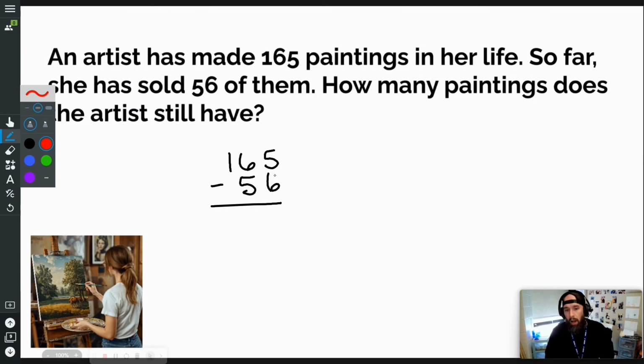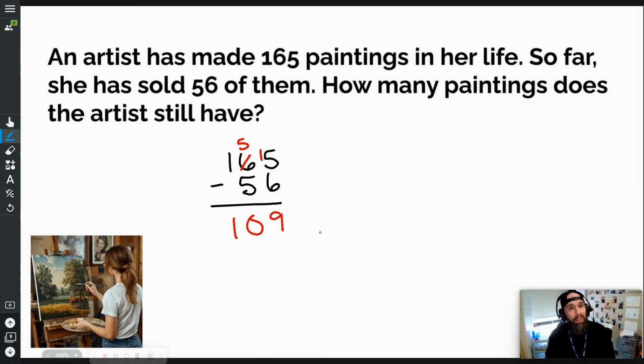So 5 minus 6 can't do it. Let's borrow 1 from 6 and call you 5. 15 minus 6 is 9. 5 minus 5 is 0. And 1 minus nothing is 1, so 109. So 109 what? How many paintings does the artist have left? 109 paintings.